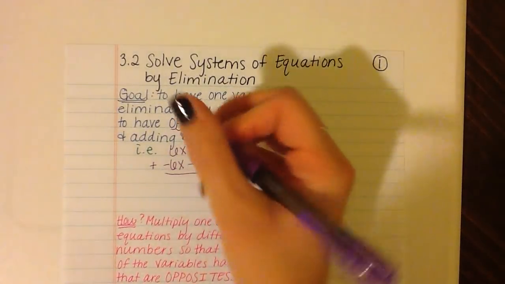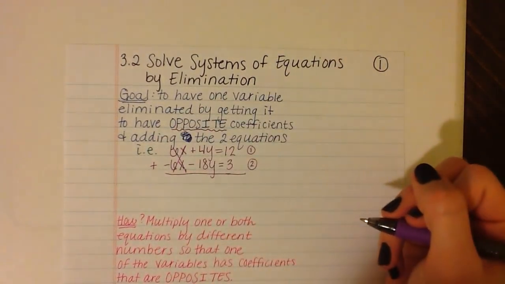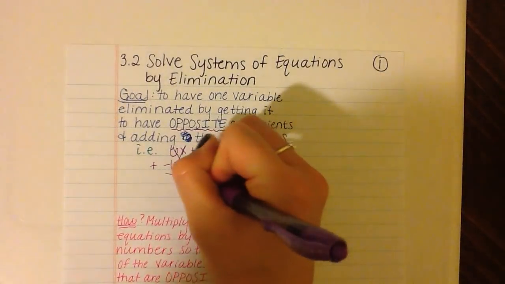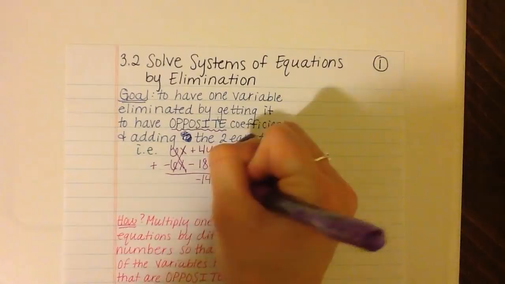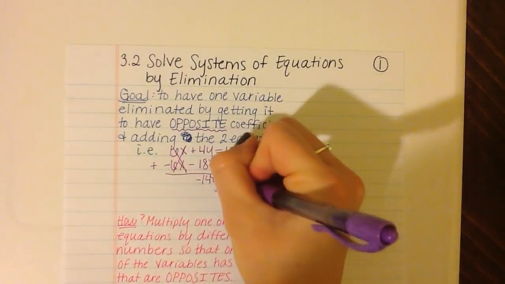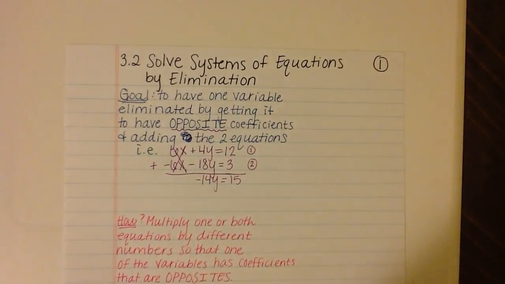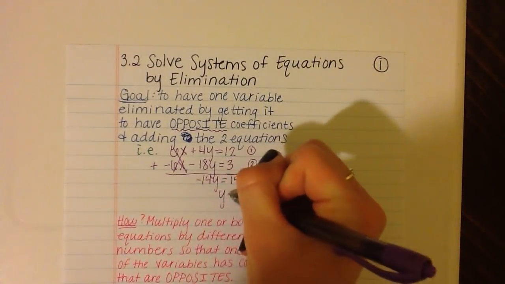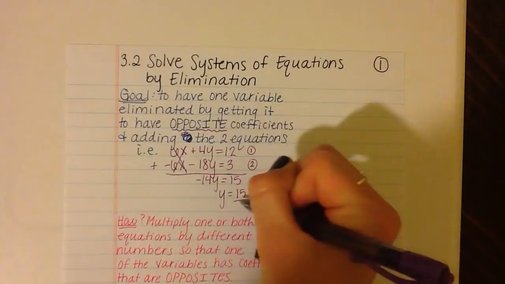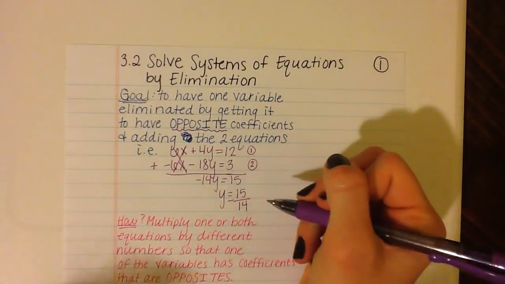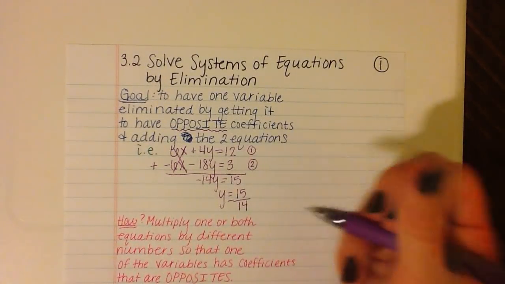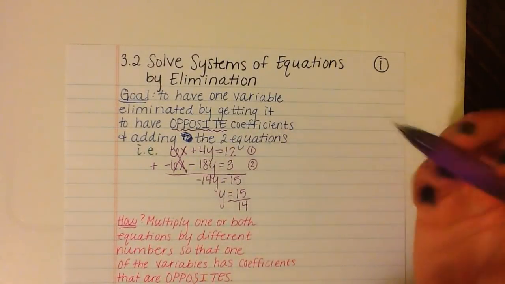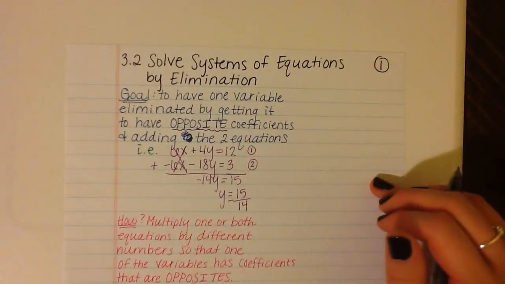6x minus 6x is going to give you 0. So those are going to cancel. 4y minus 18, negative 14y. 12 plus 3, 15. Then you're going to go through and solve like you normally do and divide both sides by negative 14. So y is going to be negative 15 over 14. Okay, so our goal is to get opposite coefficients, so you can add them together and they eliminate one another.